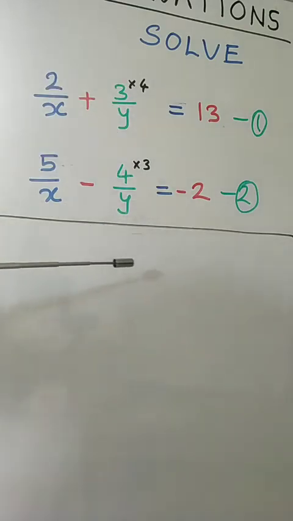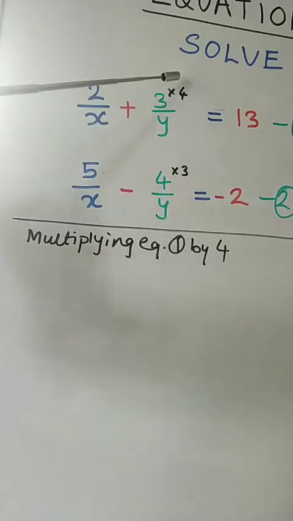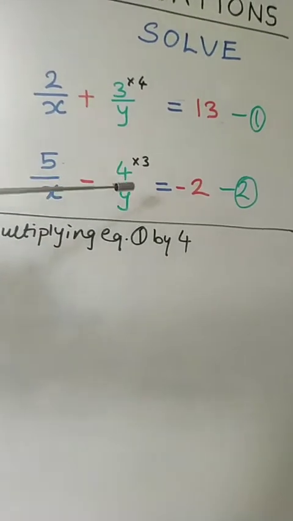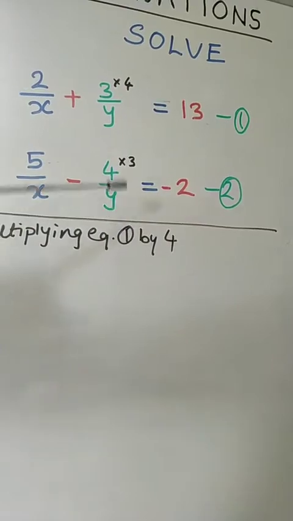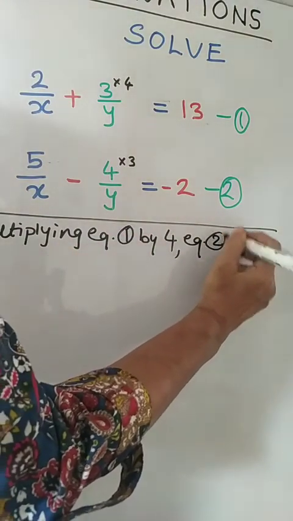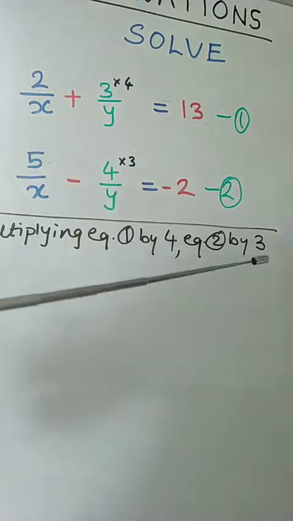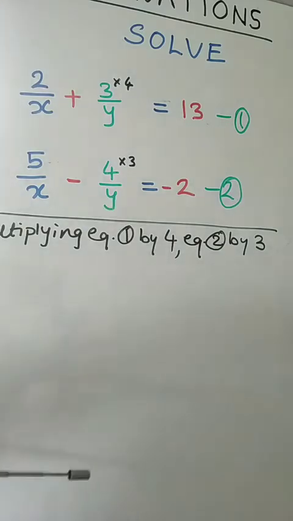Why are we doing this? Because plus and minus, we want to cancel by getting the same terms. So what do we write over here? We will write multiplying equation 1 by 4 and similarly equation 2 by 3. So we are going to get altogether two different equations which we are going to write over here.